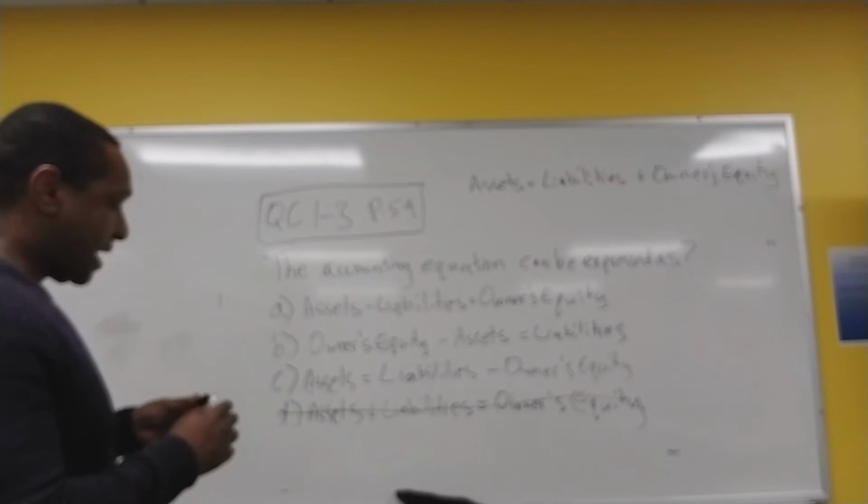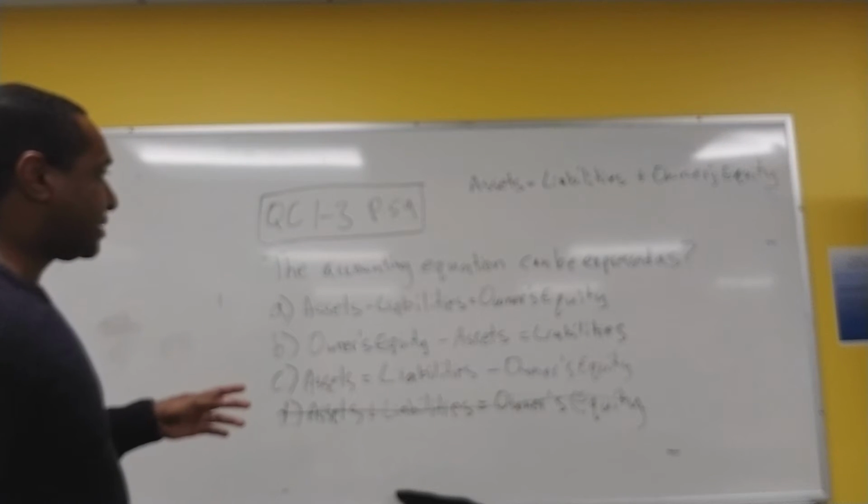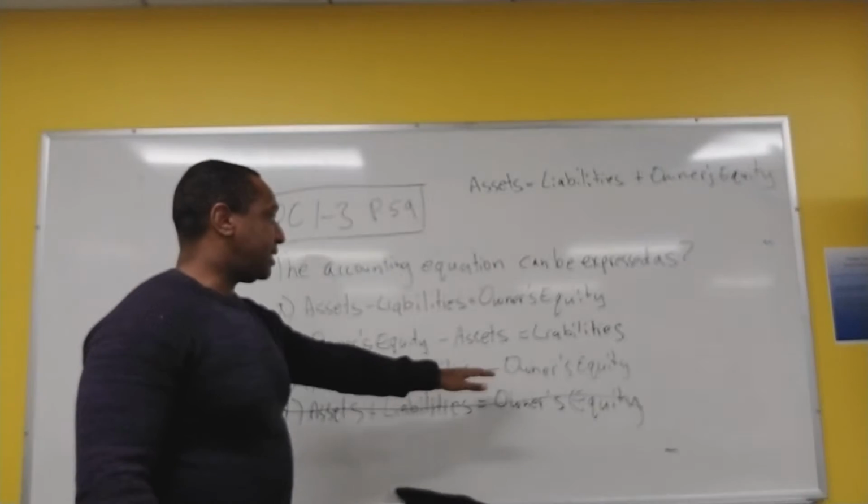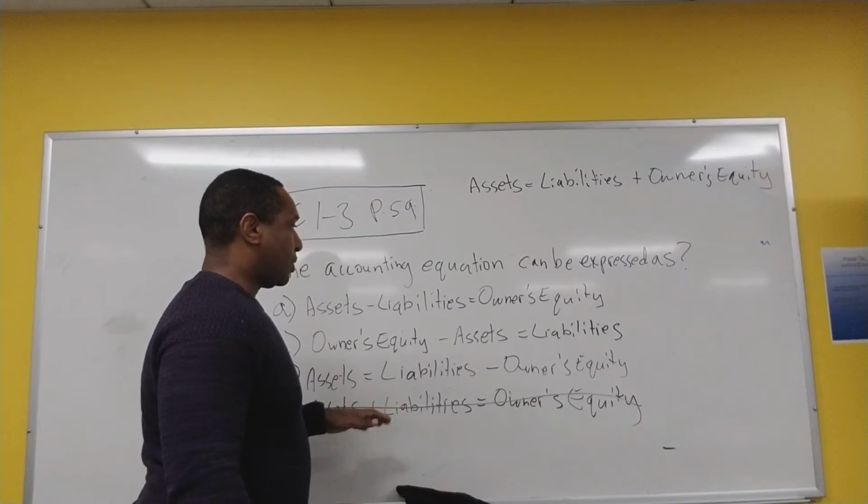So then we've got assets equals liabilities minus the owner's equity. So these liabilities, these are claims against the assets. So the owner's equity, it's not taken away from these liabilities. So this one, we'll move that one out.